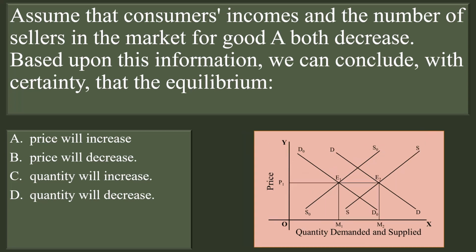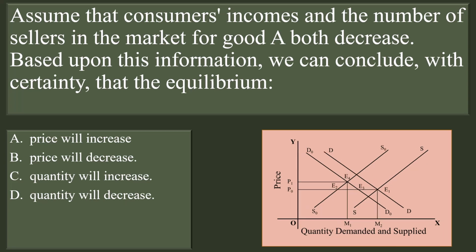We shall examine the next case. In this case also both demand and supply decrease, but they decrease in equal proportion. The decrease in demand is exactly matched by the decrease in supply. The initial equilibrium E2, quantity M2, price P1. New equilibrium is at E1, new equilibrium quantity M1, which is less than M2. In this case, there is a decrease in quantity but price remains unchanged.